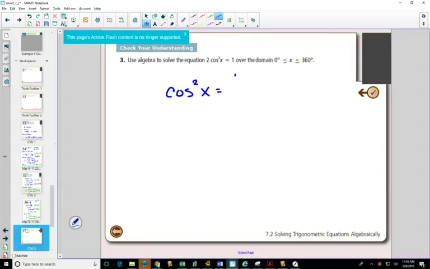So I can divide both sides by 2, and I would get cos squared x equals a half. And in order to get cos x by itself, I would need to square root both sides. When you square root both sides, have to remember that plus or minus.